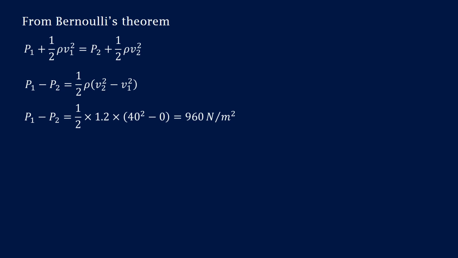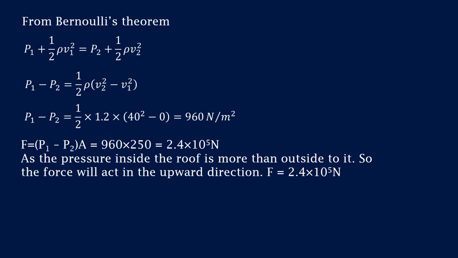The force acting on the roof is given by F equal to change in the pressure into A, that is (P1 minus P2) into A, which is equal to 960 into 250, equal to 2.4 into 10 raised to 5 newtons. As the pressure inside the roof is more than outside, the force will act in the upward direction, and the magnitude of the force is F equal to 2.4 into 10 raised to 5 newtons.